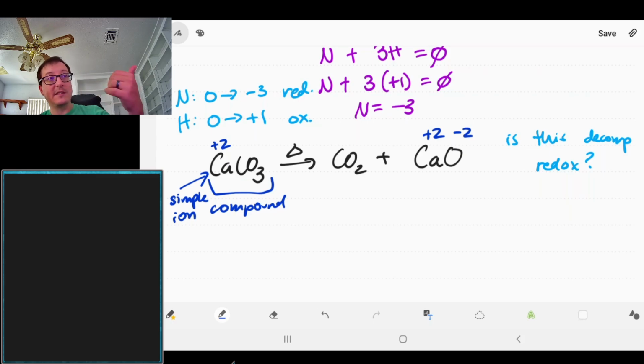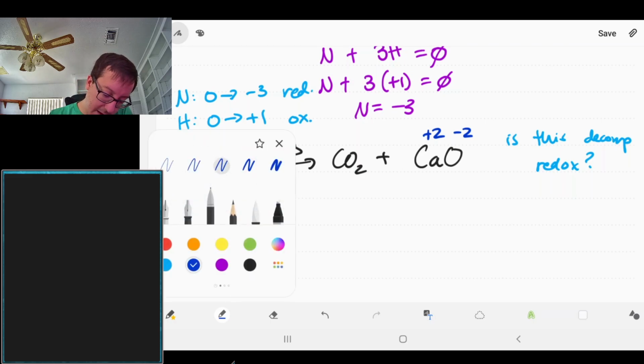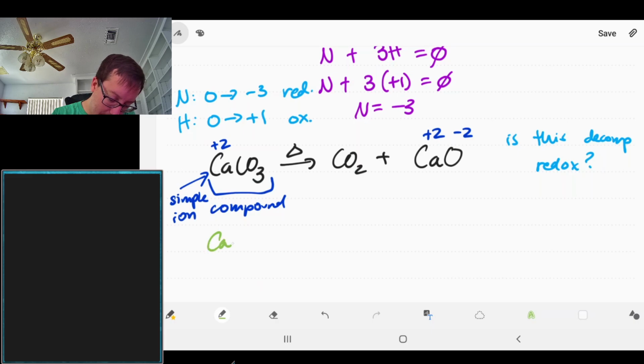Remember, first thing is stuff by itself is 0. Then simple ions, same as their charge. After that, then we look at compounds and try and calculate things. So we know that in this compound, we have a calcium, a carbon, and 3 oxygens that all has to equal 0.